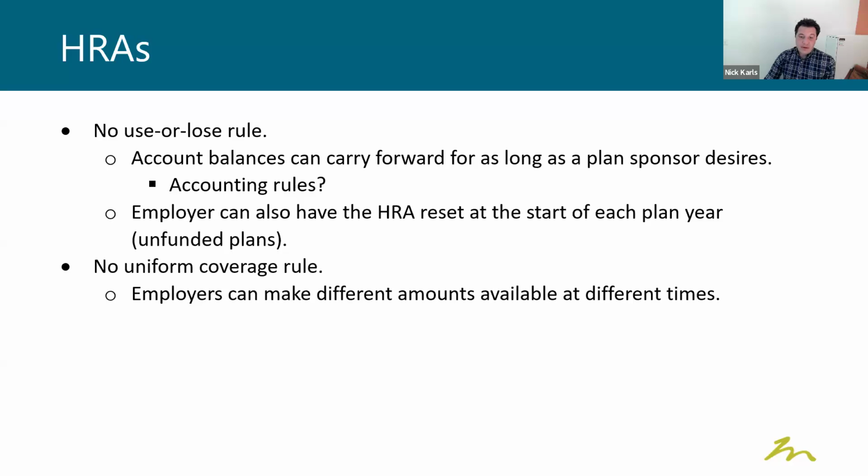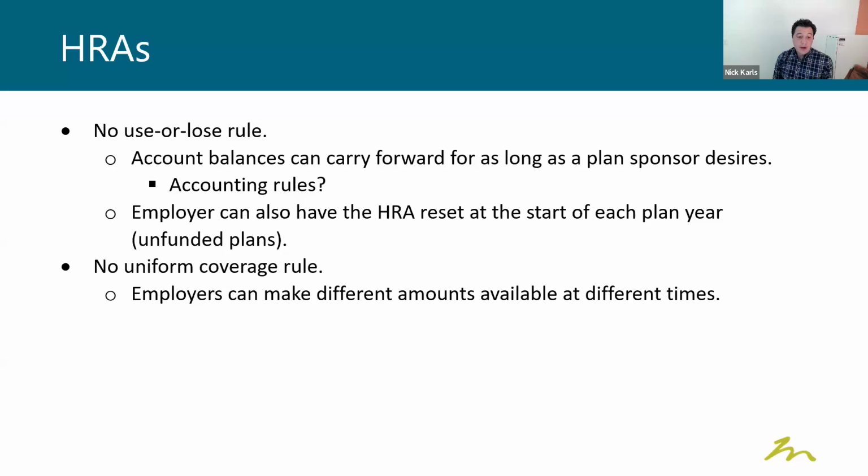HRAs, there is no use it or lose it rule. So you can have unused funds roll forward as long as you want, or you could say that each year it resets. So you could say each year you have $1,000 available to you, and that's the maximum. Or you could say if you don't use that $1,000, whatever is unused can go over to the next year, or a portion of it, 500 of it can go over to the next year. You have a lot of flexibility in designing that. Again, there might be some accounting rules. We'll leave that to the bean counters to figure out what that looks like.